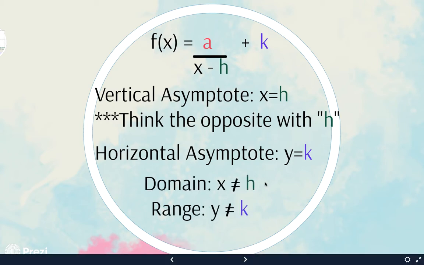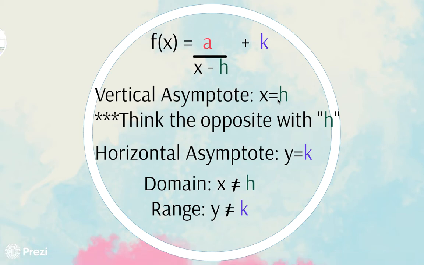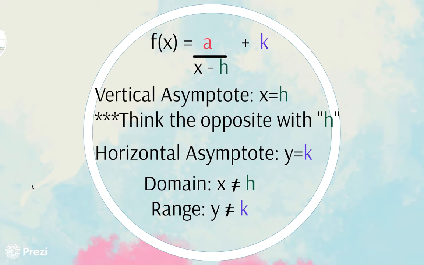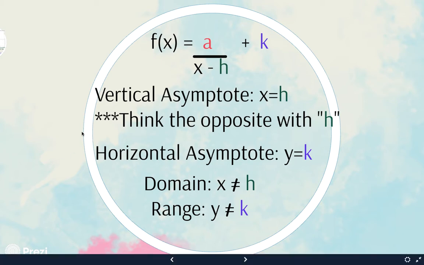This will affect our domain and range. Our domain will be x cannot equal wherever the asymptote is, which is that h. So x cannot equal h because there's an asymptote sitting there, which means the graph can never equal it. And the range will be y cannot equal the k value because that's where the horizontal asymptote will be sitting, so the graph can't equal it. Basically, we identify the h and the k, which is where our vertical asymptote and horizontal asymptote are. The domain is x cannot equal the vertical asymptote, and the range is y cannot equal the horizontal asymptote.